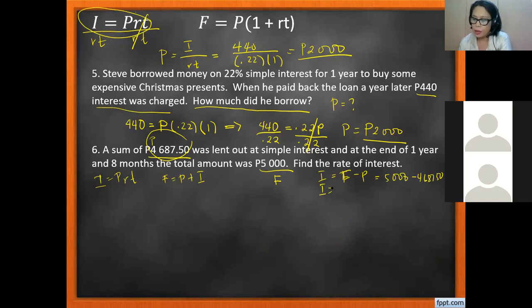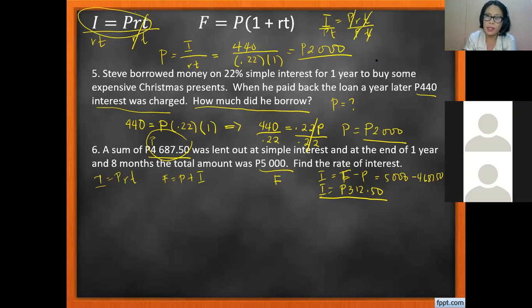4,687.50. And this is 312.5, or 312 and 50 cents. Now, if we know I and we are asked to solve for the interest rate, same with what we did here in solving for the rate, I equals PRT. We will divide both sides by PT because we want to isolate this R. So the two variables will be canceled. So R equals I over PT. And we can use this whenever R is missing.